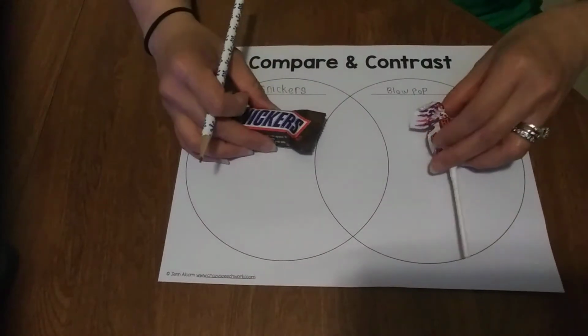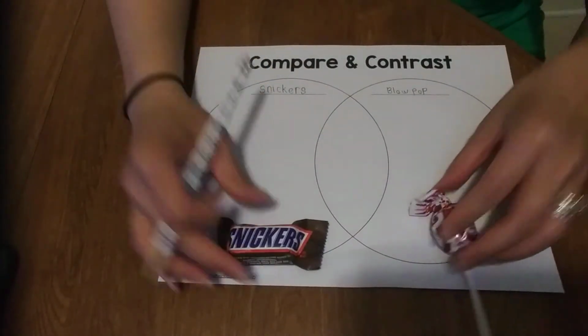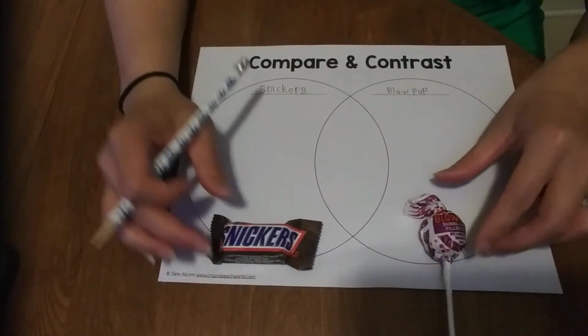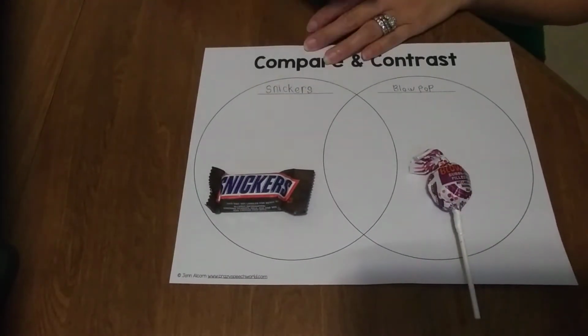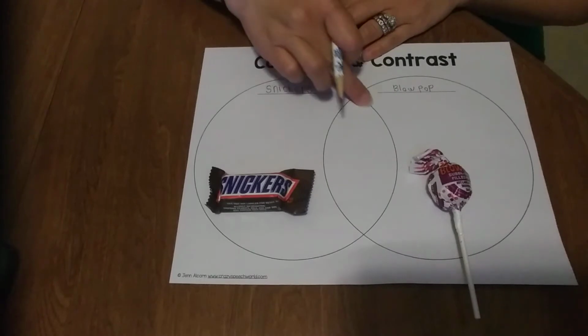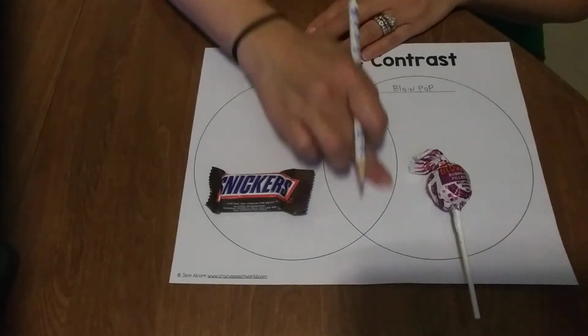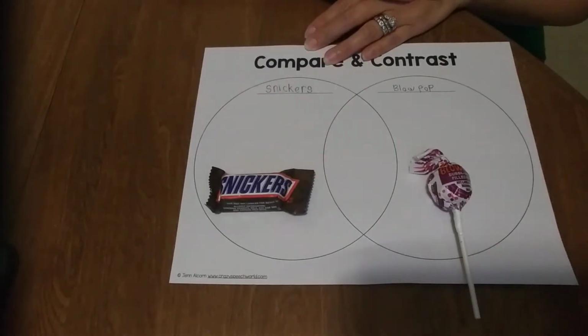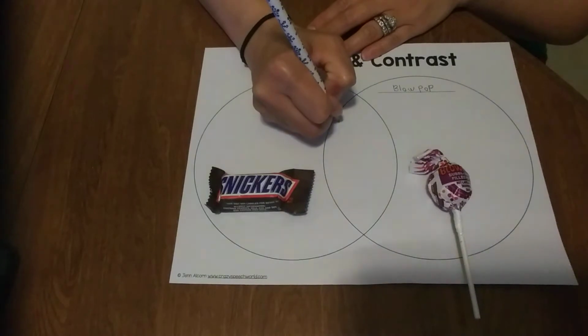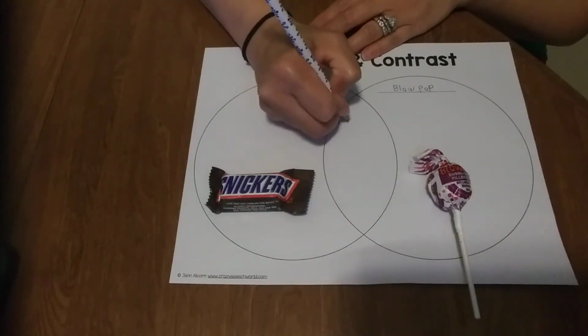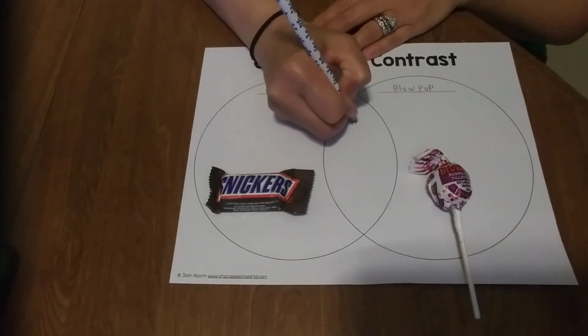I'm going to scoot these down here, and then I'm going to think to myself, how are these two things the same? And I'm going to write how they are the same in this part, where the two circles come together. I'm going to say, well, they are both candy, so I'm going to put a number 1 here, and I'm going to write candy because they are both candy.